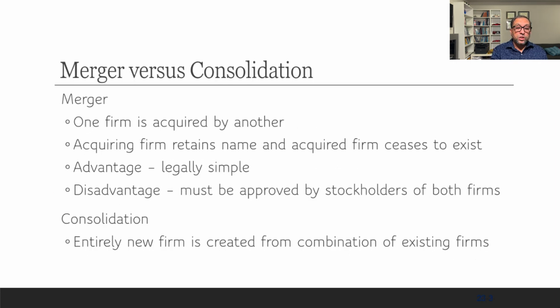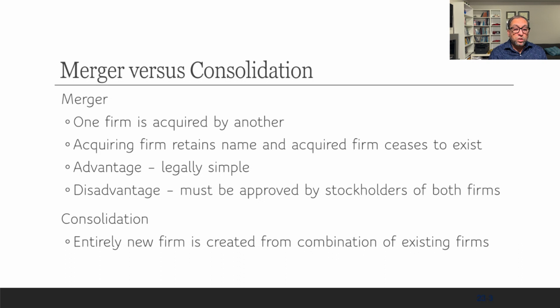Now, the difference between merger and consolidation. We use merger when one firm is acquired by another. In a merger, the acquiring firm retains its name and the acquired firm ceases to exist. They take it, merge it, and the other one is finished. The advantage of this is that it is legally simple, because there is only one firm and the other one has ceased. The disadvantage is that it must be approved by the stockholders of both firms. Mergers can only take place when the stockholders of both firms agree.